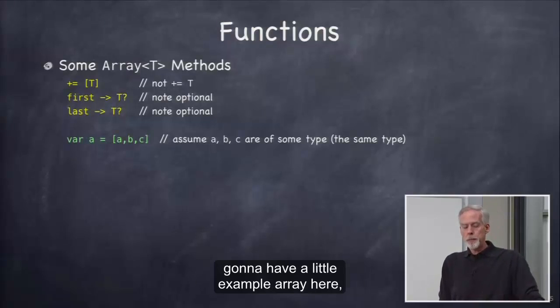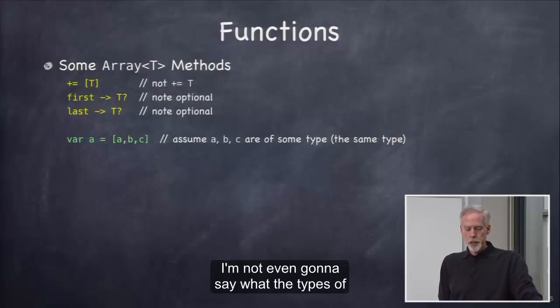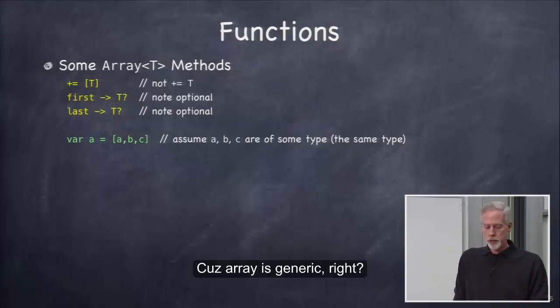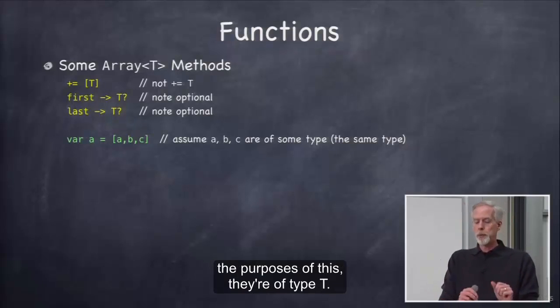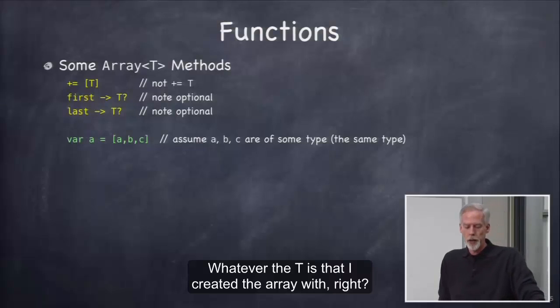So for these next ones, I'm going to have a little example array here. This is going to be an array that's got 3 things in it. I'm not even going to say what the types of those 3 things are. They could be anything, okay? Because array is generic, right? Array angle bracket T. You can assume for the purposes of this, they're of type T, whatever the T is that I created the array with, right?